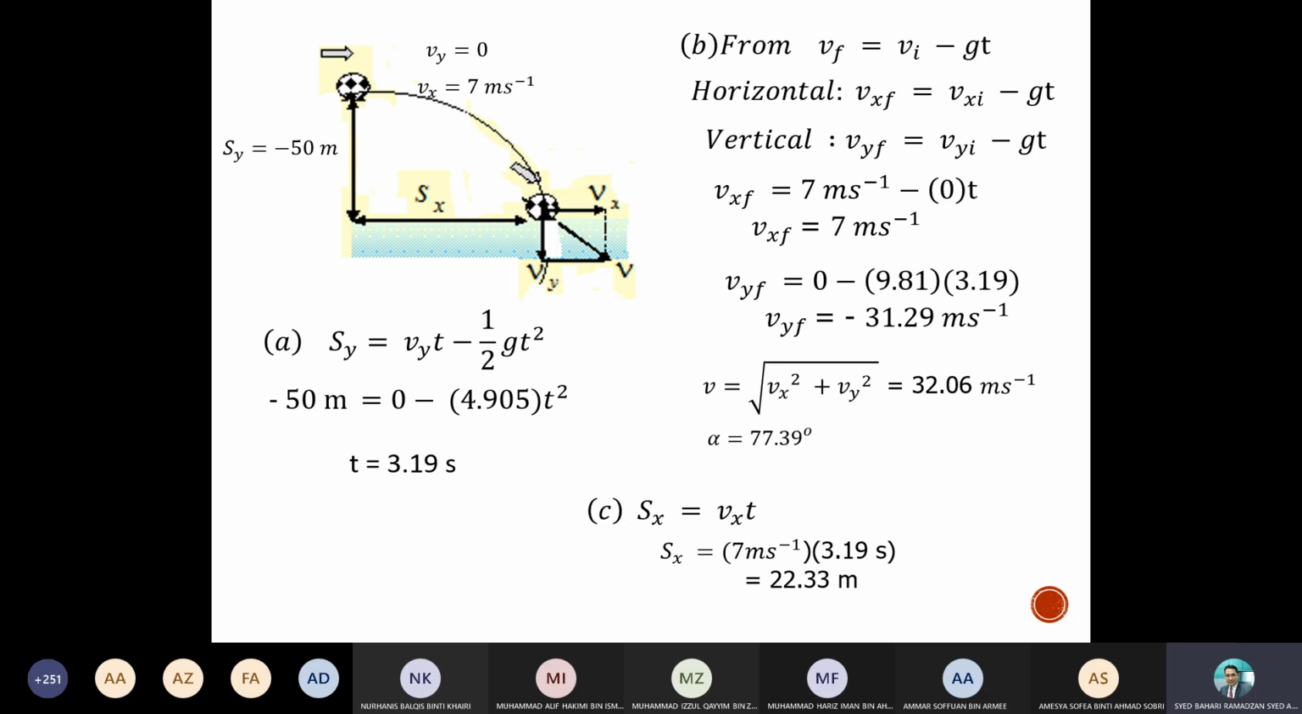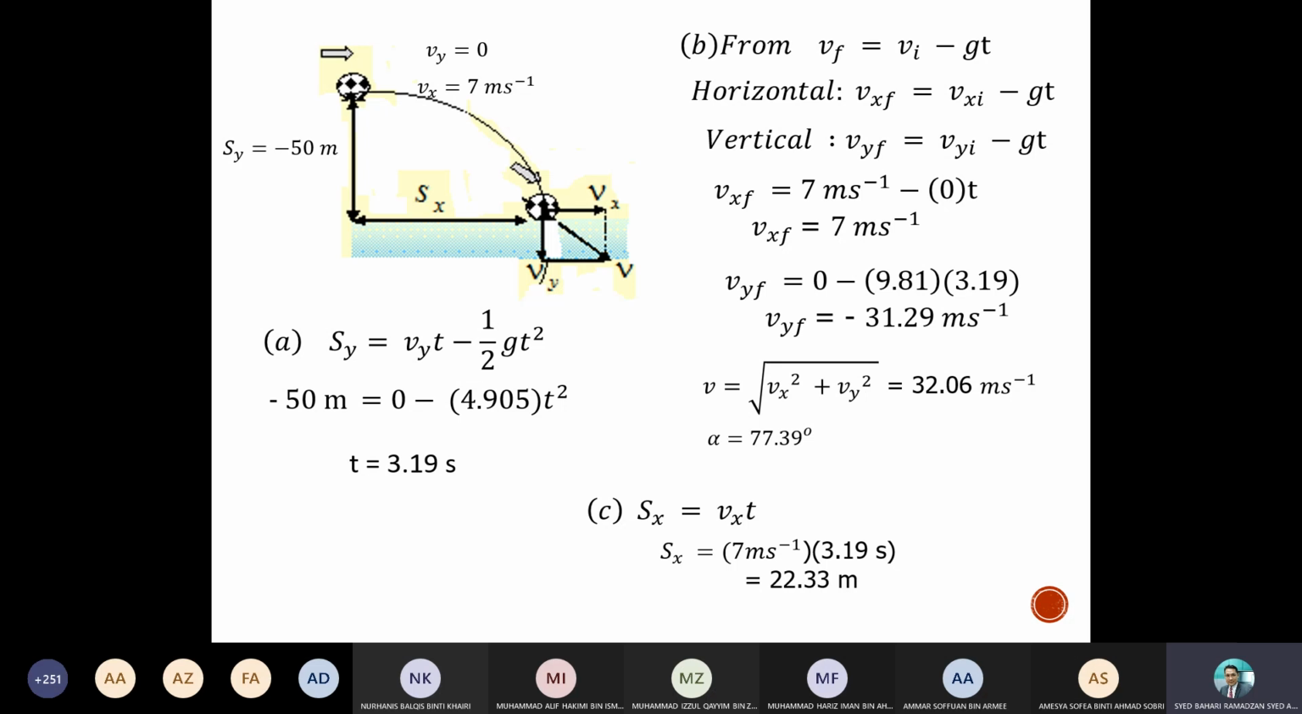But we know this is at the highest point. At the highest point, Vy is equal to 0, so it will be the V initial. And then we have Vx equal to 7 meters per second, because it is given here. Vx is equal to 7 meters per second. And what else is given? This is to get the V final, before it reaches the ground or the water.